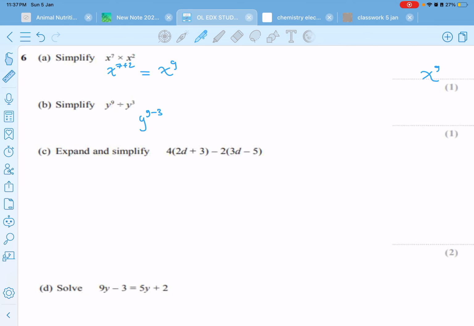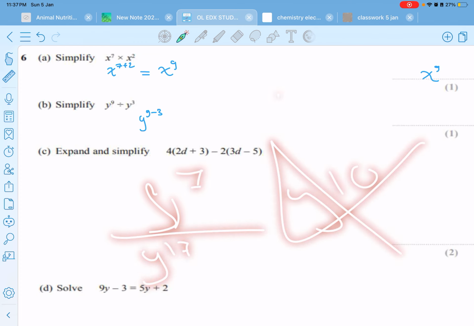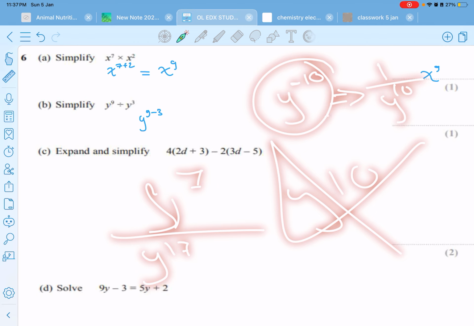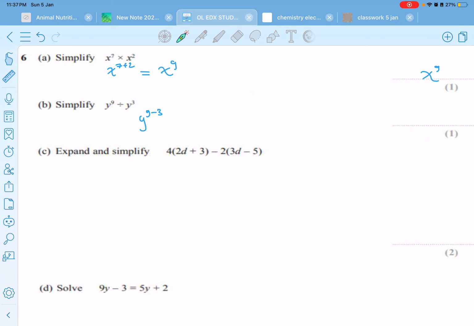What if it's y to the power of 7 over y to the power of 17? It's not going to be y to the power of 10. No, it's going to be y to the power of negative 10, which is going to be later on 1 over y to the power of 10. We flip it, or change it into the reciprocal, because we have a negative exponent. Anyways, y to the power of 9 minus 3 is going to be y to the power of 6.